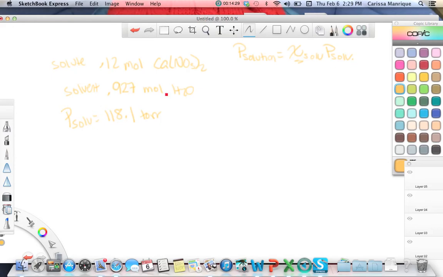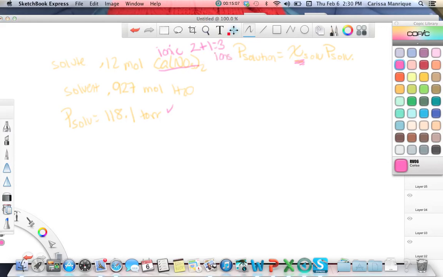Okay, so we have the pressure of the solvent. But now we need the mole fraction here. Since I have an ionic compound here, the solute is ionic, I know this because I have a metal and a nonmetal, you now have to multiply it by how many ions it could break up into. So do you see NO3, how many of those do I have? I have 2 of those. Plus how many calciums? 1. So this will break up into 3 ions.